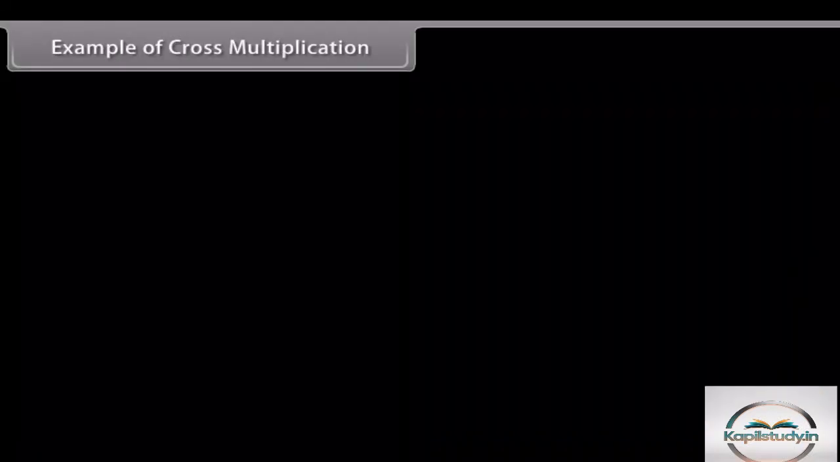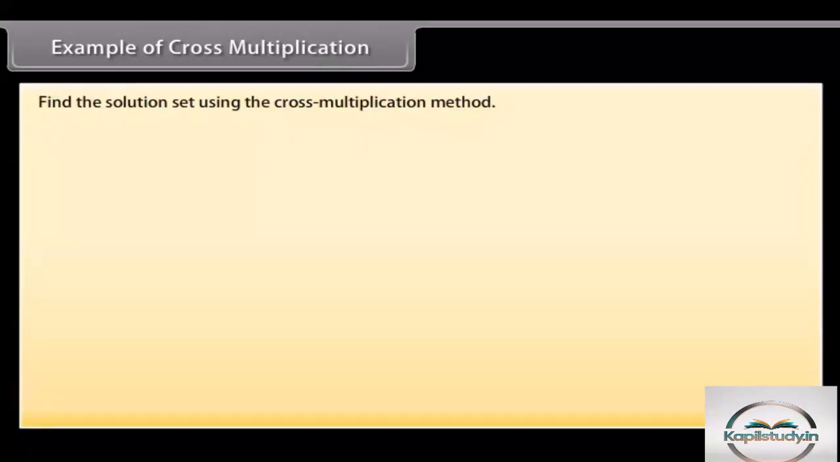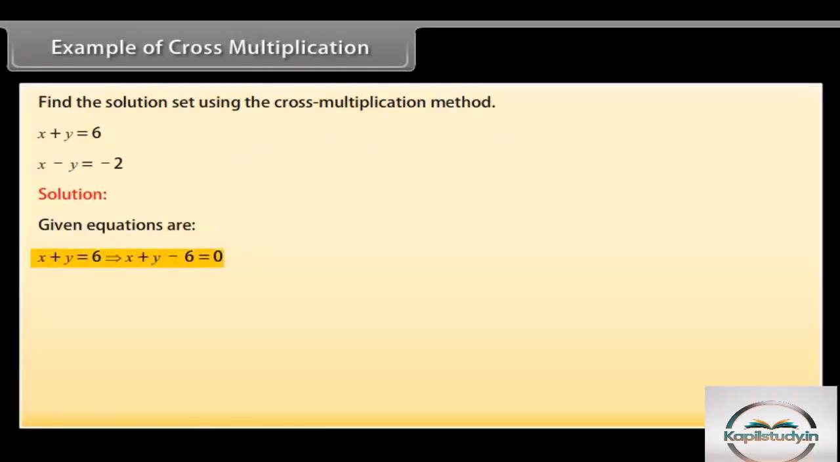Example of cross multiplication. Find the solution set using the cross multiplication method. x + y = 6, x - y = -2. Solution: Given equations are x + y = 6, so x + y - 6 = 0, and x - y = -2, so x - y + 2 = 0.